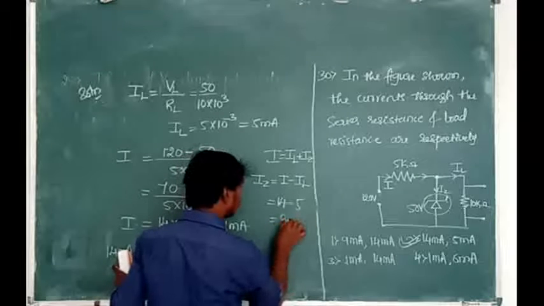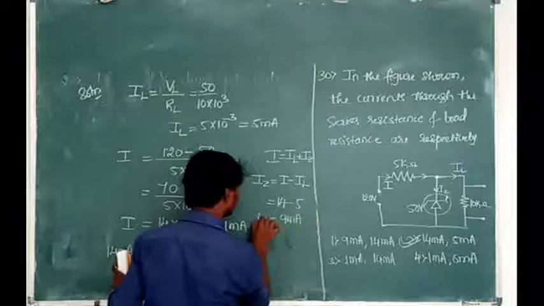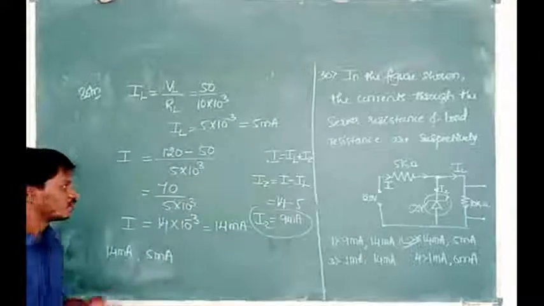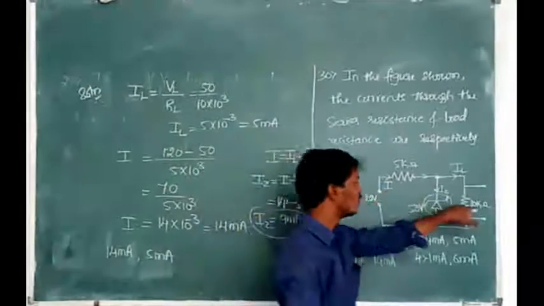That is 9 milliamperes. It is the current flowing to the generator, but it is not your answer. You have to find the current flowing through the series resistance and also the load resistance.